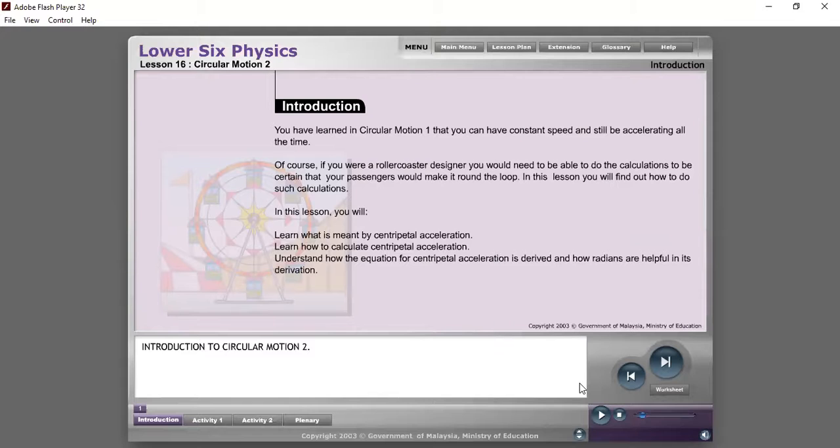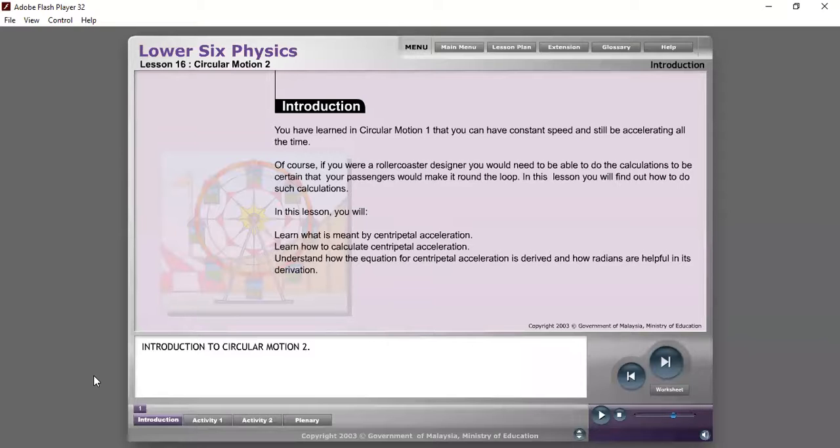You have learned in Circular Motion 1 that you can have constant speed and still be accelerating all the time. Of course, if you were a roller coaster designer, you would need to be able to do the calculations to be certain that your passengers would make it round the loop. In this lesson, you will find out how to do such calculations.